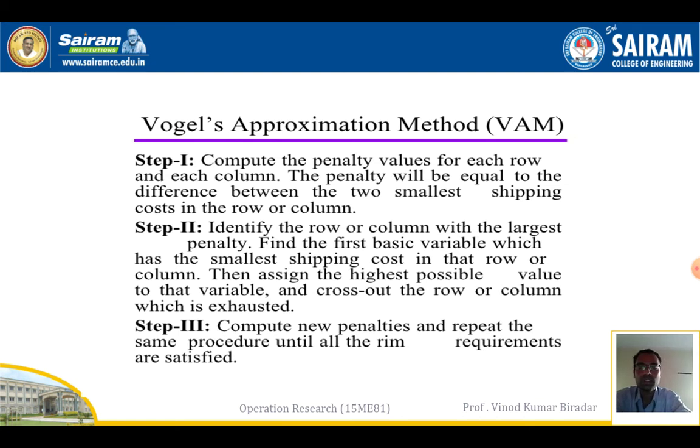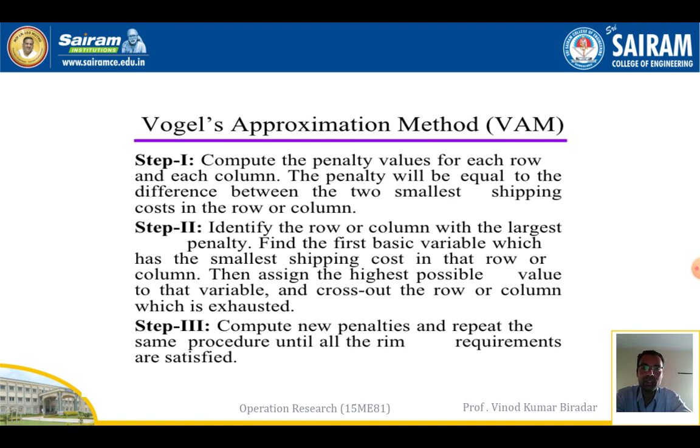Here this problem can be solved in three steps, and it is like an iteration method procedure. Step number one is to calculate the penalty values for each row and column. The penalty will be equal to the difference between the two smallest shipping costs in a row or column. So first take the two least values, and the difference of that you have to assign to the particular row. That is the first step.